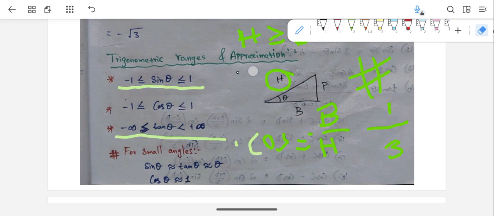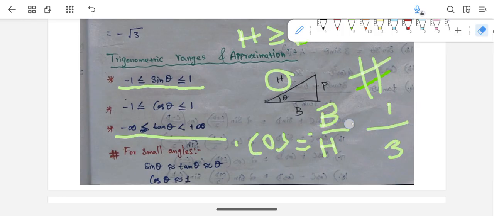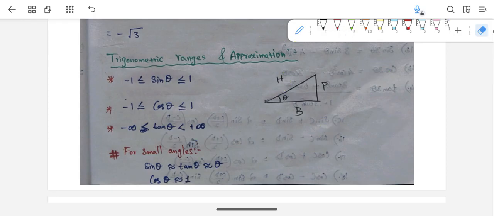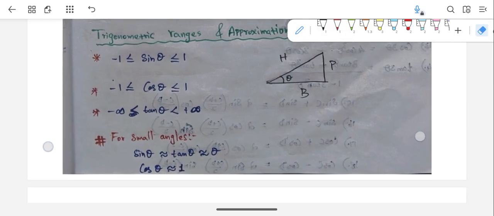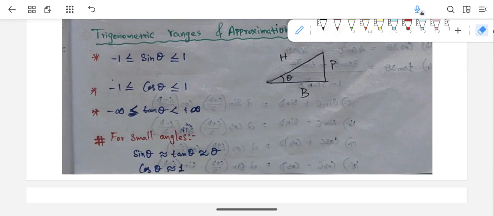So another important thing is the small angle approximation, guys. I said two things, right? Trigonometric ranges and approximation. In that, we have discussed the ranges, and now the small angle approximation. Let's see, guys. From the name itself you can understand, right? It is for small angles, like 1 degree, 2 degrees. Mostly you can say less than 10 degrees, but most probably less than 5 degrees. So 1, 2, 3 degrees.